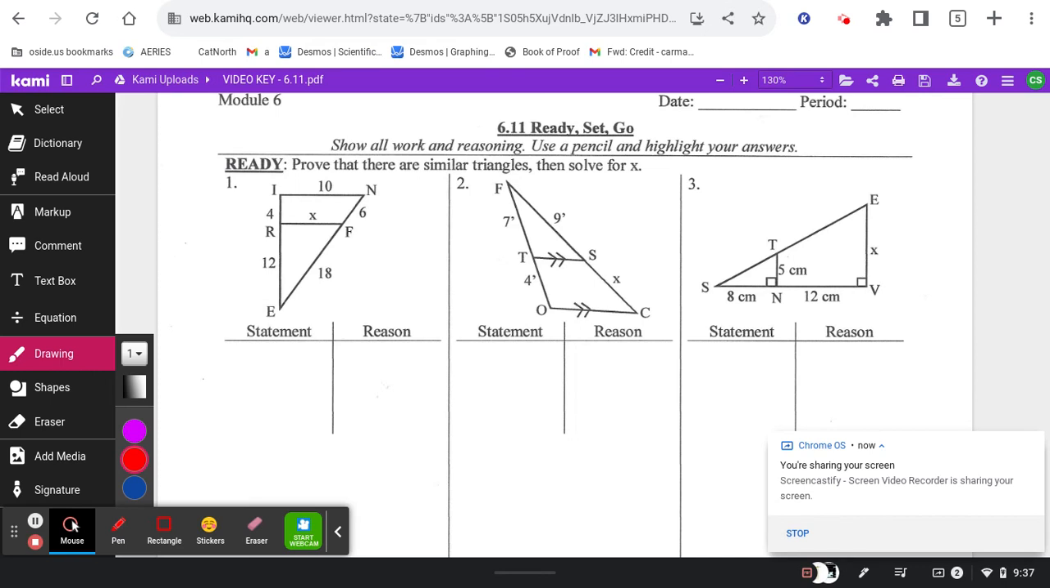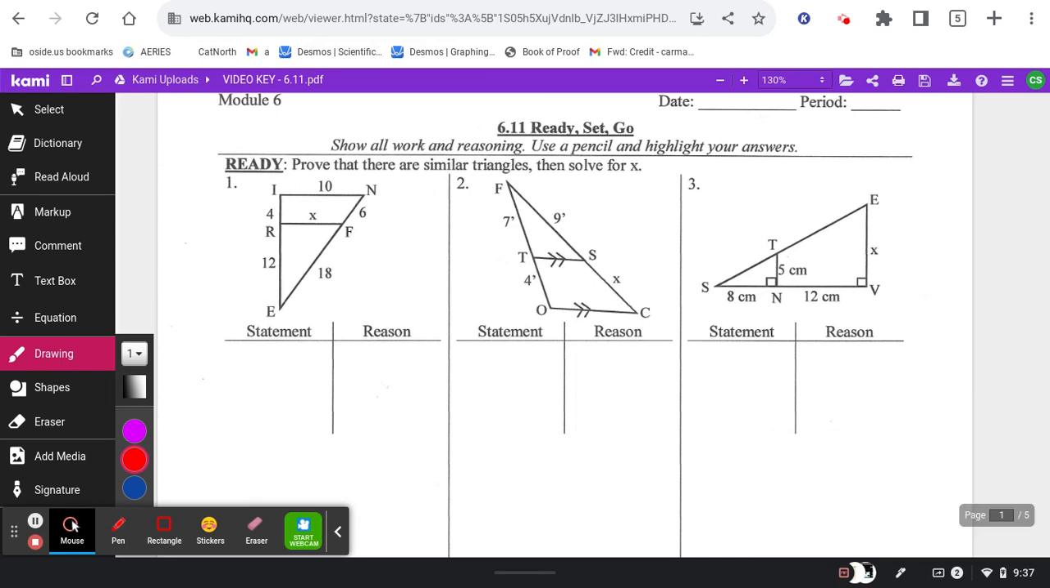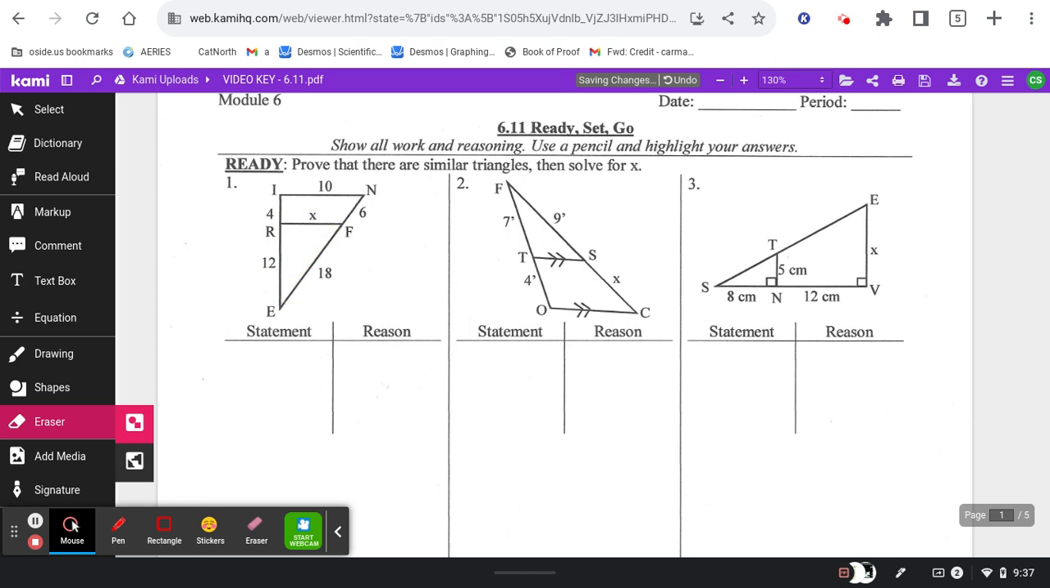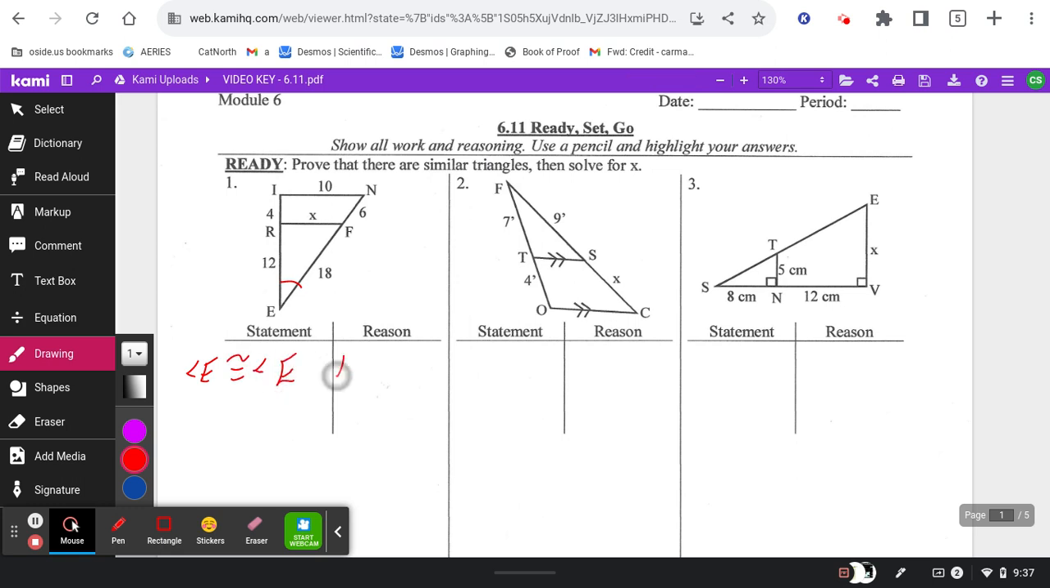Right, in this first one, we're trying to prove that the triangles are similar and solve for x. And we notice it's kind of like a smaller triangle inside of a bigger triangle. So I think of these as small versus big as we're working with them. So we're going to say that there is a shared angle. We call this angle E. We can say that angle E is congruent to itself by the reflexive property.